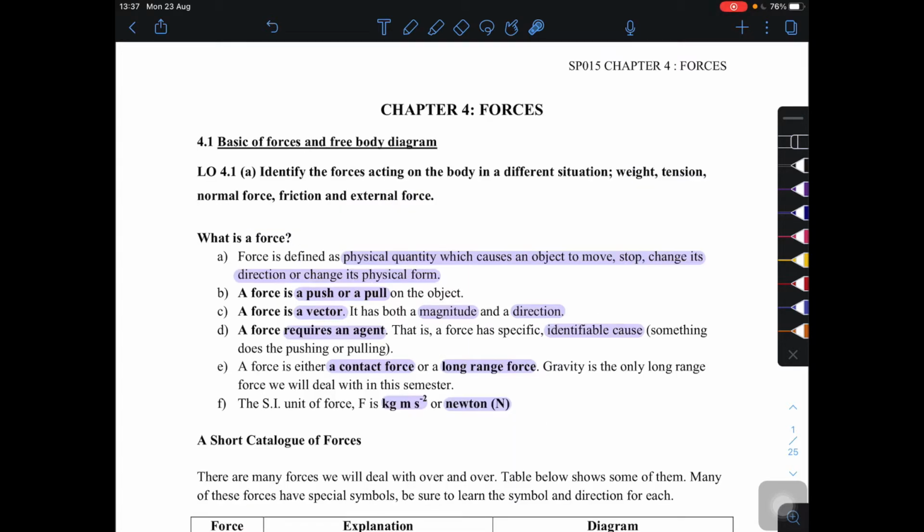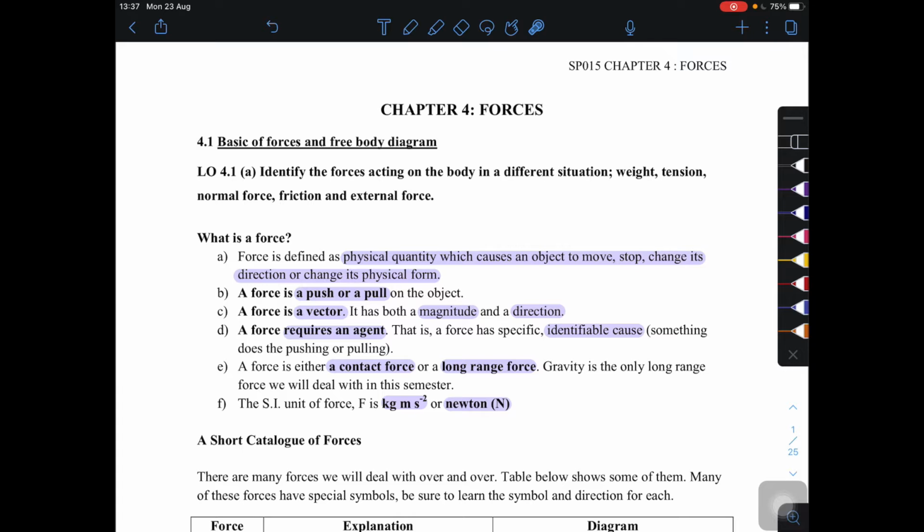In this video, I'm going to explain the first subtopic, 4.1, basic of forces and free body diagram. Okay, we look at the first learning outcome here. Identify the forces acting on the body in different situations, where we can have weight, tension, normal force, friction, and external force. Okay, before we can identify the forces, we look at what is a force.